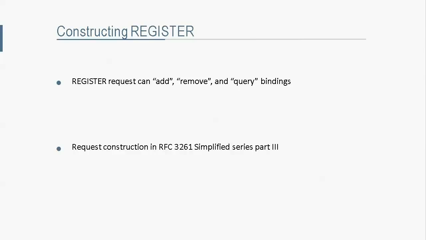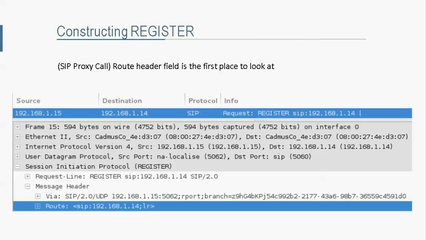Moving on to the constructing REGISTER section, first of all, it is worth noting that a REGISTER request can be used to add, remove, and also query bindings. As far as how the REGISTER request is constructed, we have already covered this process in RFC 3261 Simplified Series Part 3 under the section called Sending Requests. As you may recall, once the request is constructed, an existing Route header field is the first place to look at to figure out where to send the request to.